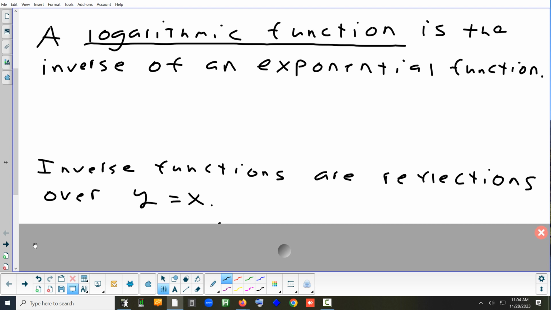Anytime you graph two functions that are inverses, they are mirror images of each other. But they're not mirror images over the x or the y-axis. They're mirror images over the line y equals x. So I'm going to show you an exponential and a log, and I'm going to show you how to mirror images in a second.